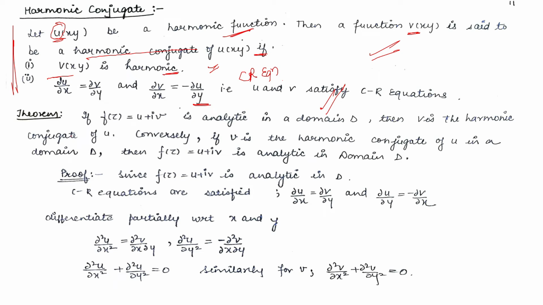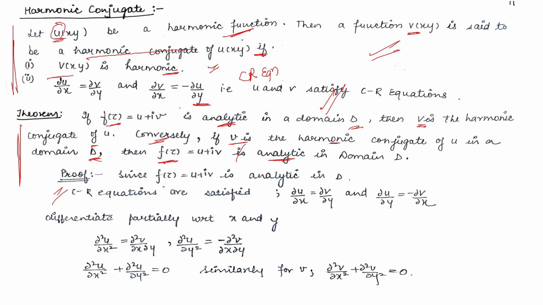Okay, now the theorem is given. I'll just explain it. If f(z), which is a function u plus iv, is analytic in a domain D, it means f(z) is differentiable in the full domain D, then we have to show that v is the harmonic conjugate of u. The converse of it is, this is an if and only if type of theorem. The converse is, if v is the harmonic conjugate of u in a domain D, then the function is an analytic function in the domain D. Okay, so we'll discuss both ways.